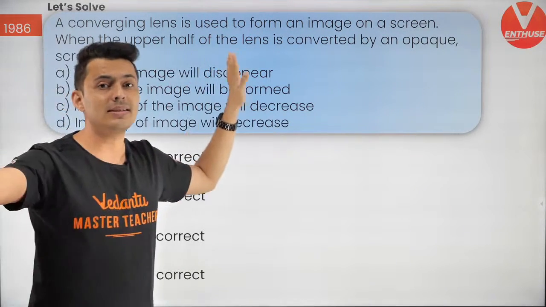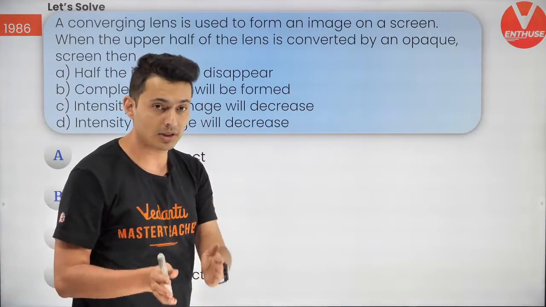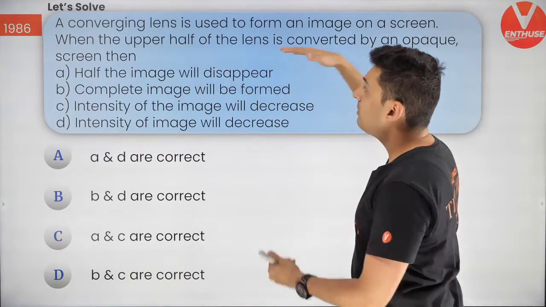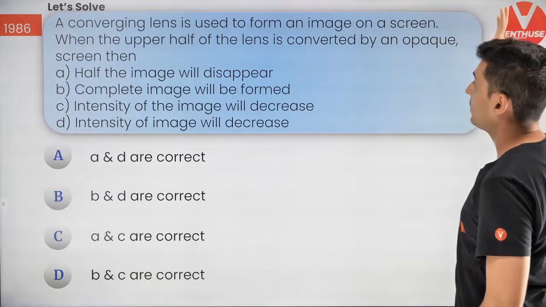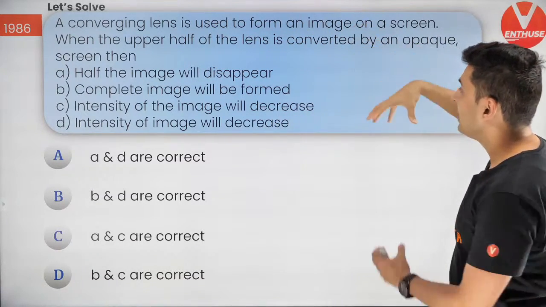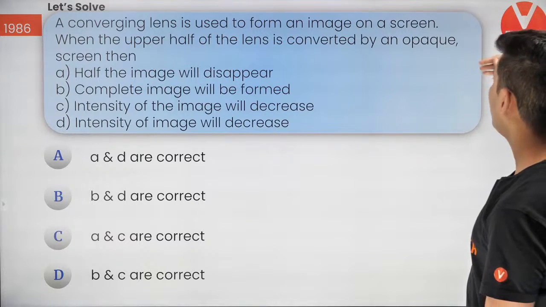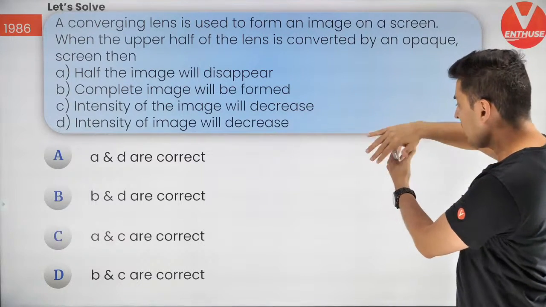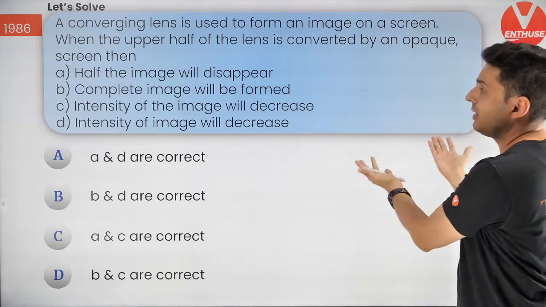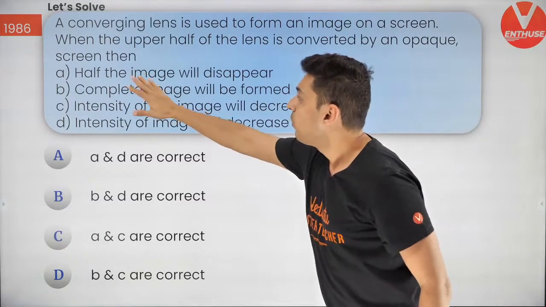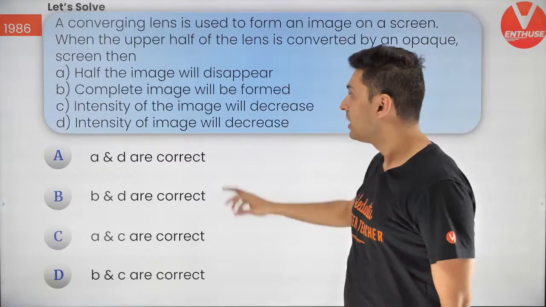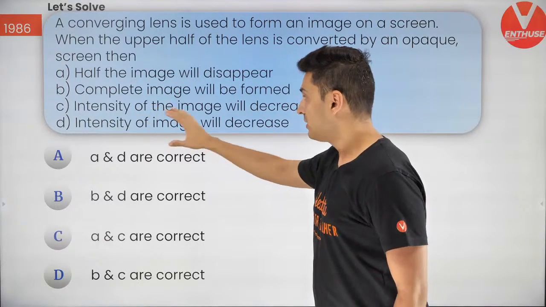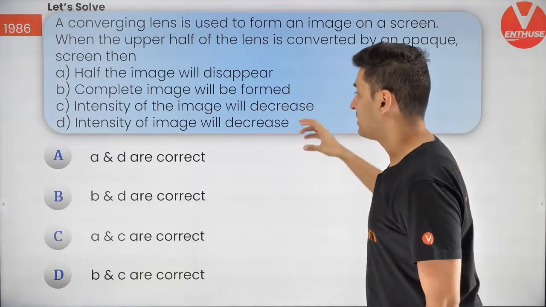1986. By the way, all the questions that I'm asking you today are from PYQs, previous year questions. You can see the year number also here. So a converging lens is used to form an image on a screen. When the upper half of the lens is covered by an opaque screen, you are covering it with some kind of non-transparent screen, then which of the following do you think will be observed? Only half the image will disappear, complete image will be formed, intensity of the image will decrease.